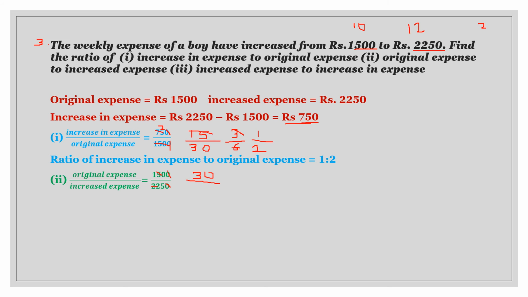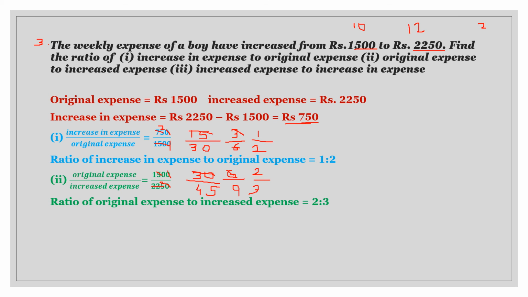Here 5 fours are 20 and 2 will come here, so this will become 25. So 5 fives are 25. Now again 5 sixes are 30 and 5 nines are 45. Then 3 twos are 6 and 3 threes are 9. So I have 2 by 3. So what is the ratio? The ratio of original expense to increased expense is 2 is to 3.